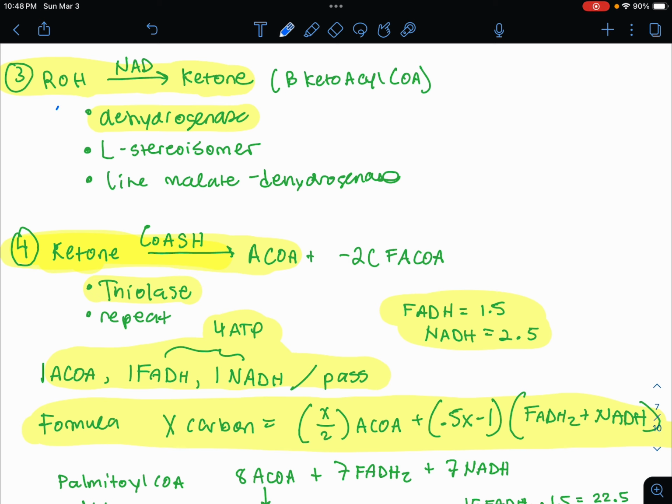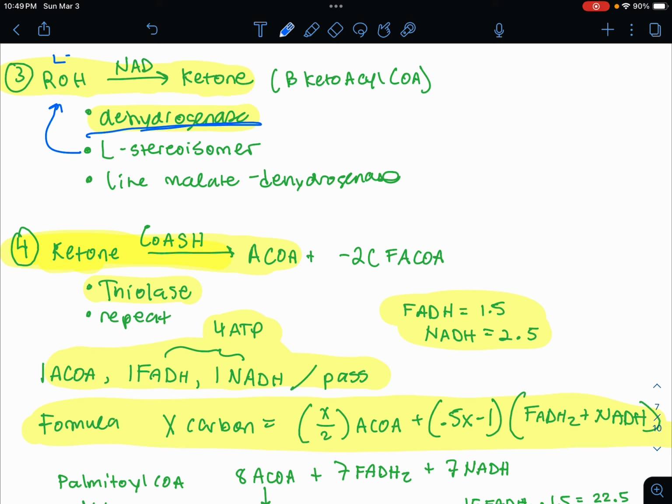We're going to be using NAD as well as this hydroxyacyl-CoA dehydrogenase. So we're going to use another dehydrogenase here. We're going to have NAD, and it's going to be this ketone. The enzyme is stereospecific for the L stereoisomer of this alcohol, this beta hydroxy acid, acyl-CoA. So we need the L version of this, the L stereoisomer.